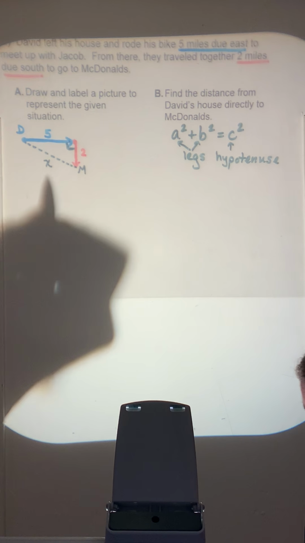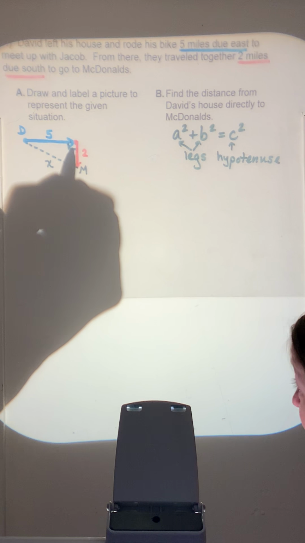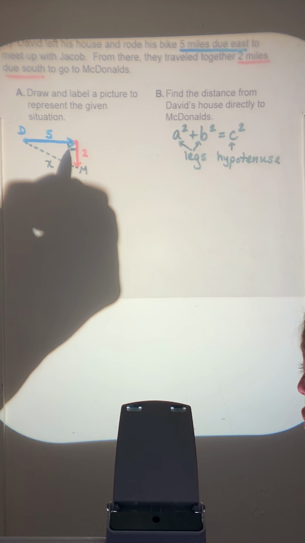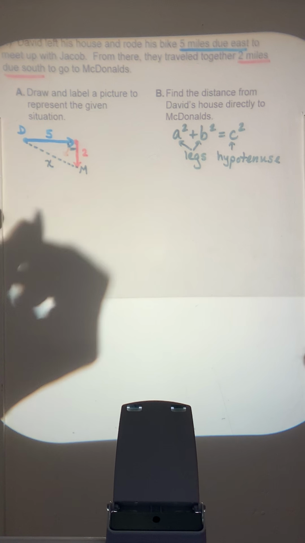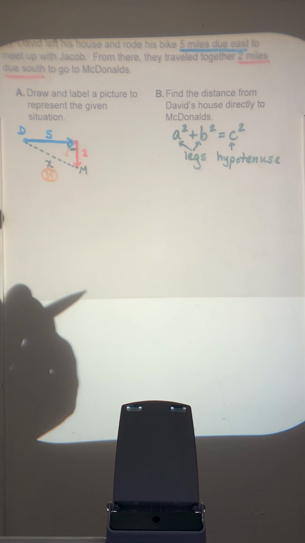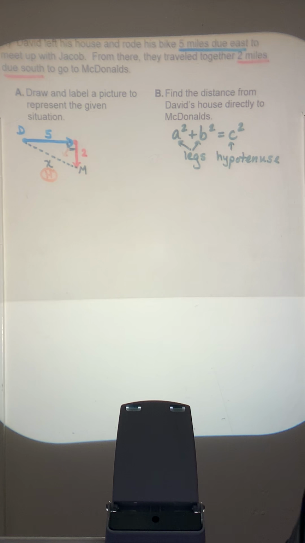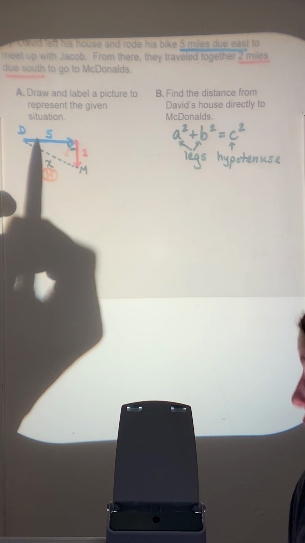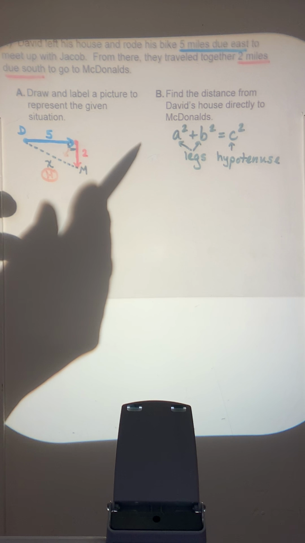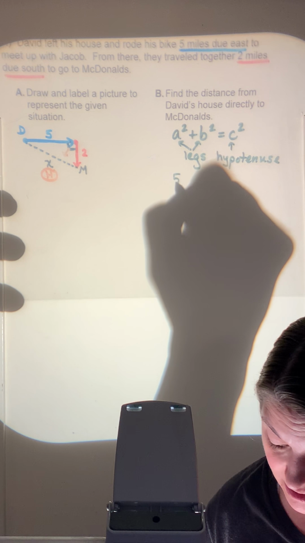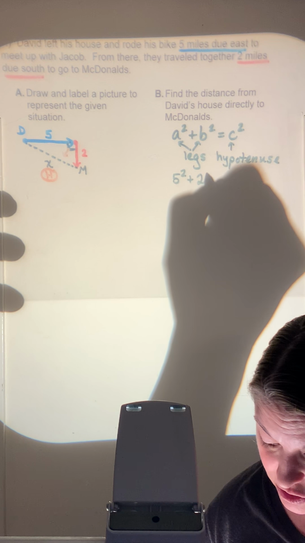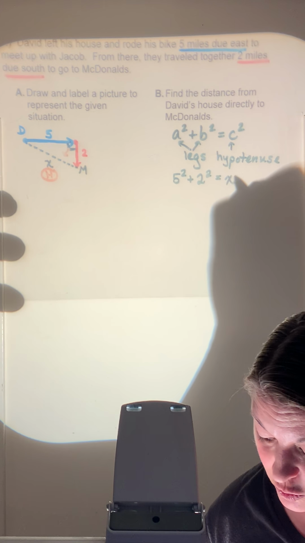So if you notice that we put that little box here for the 90 degrees, that corner literally points to the side that's the hypotenuse. So this right here is our hypotenuse. Since that's the side that we're looking to solve for, we're just going to go ahead and plug in the 5 and the 2 for a and b. So that's 5 squared plus 2 squared equals x squared.